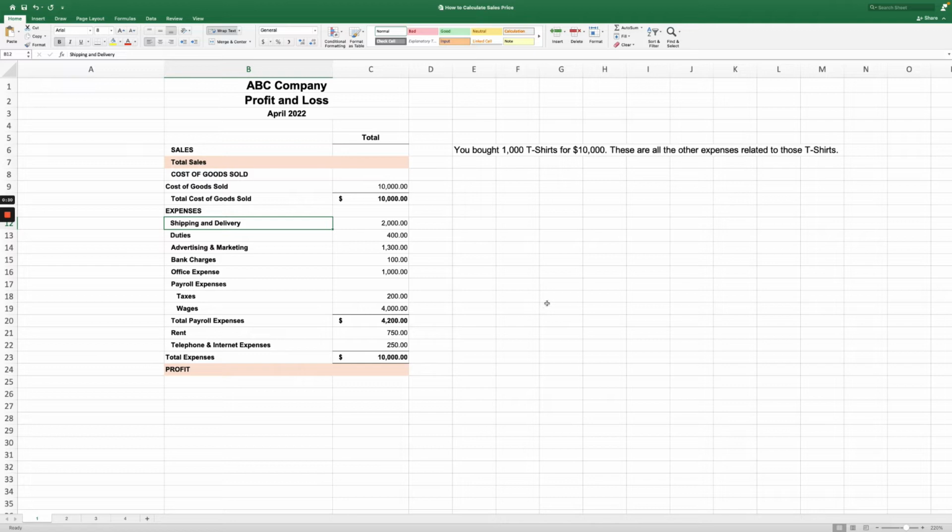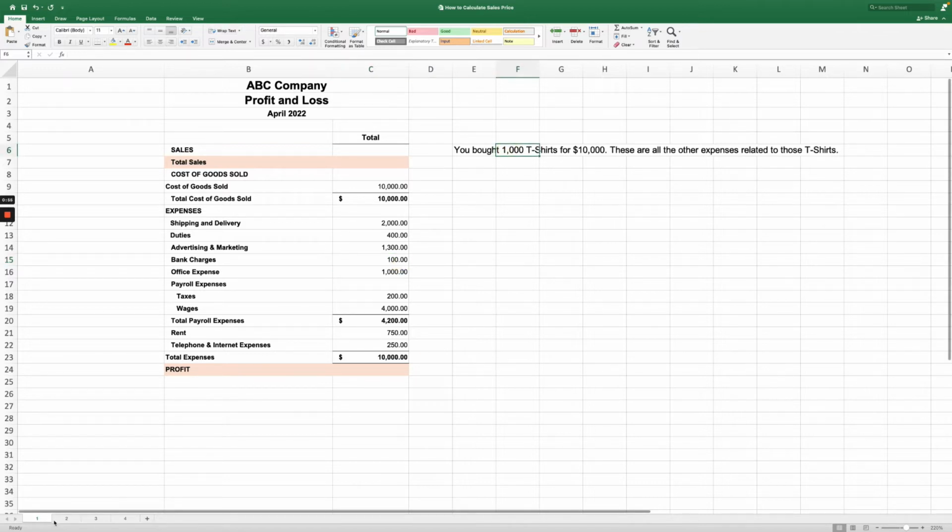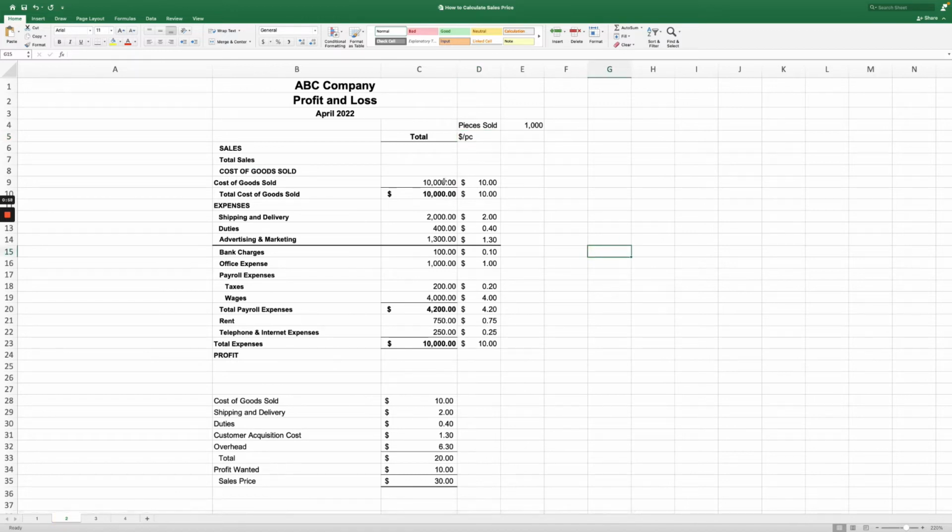Okay, so here you can see that the scenario is that you bought 1,000 shirts for $10,000. So all the other expenses listed here are also related to those same shirts. So you paid $10,000 again for the shirts, shipping and delivery, duties, advertising, bank charges. All of these are related to those 1,000 shirts. So we can see here that if you divide these amounts by 1,000, this is what you would get per piece. These are the amounts per piece.